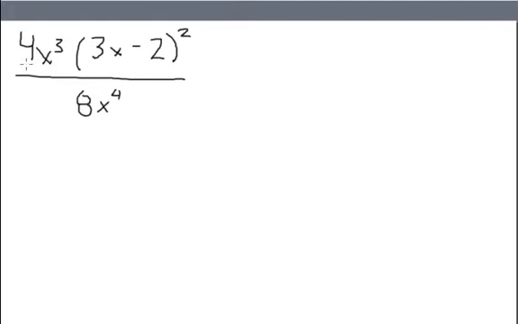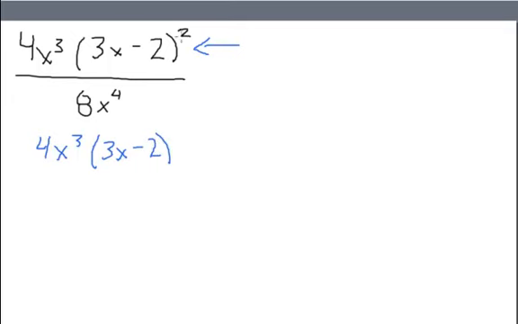All right, here I have 4x³ in brackets, 3x minus 2, which is in brackets, and then there's a squared sign there, all over 8x⁴. So I'm going to break this up. I'm going to look at just the numerator right now. Let's ignore this 8x⁴, and let's just write the numerator: 4x³, (3x minus 2).